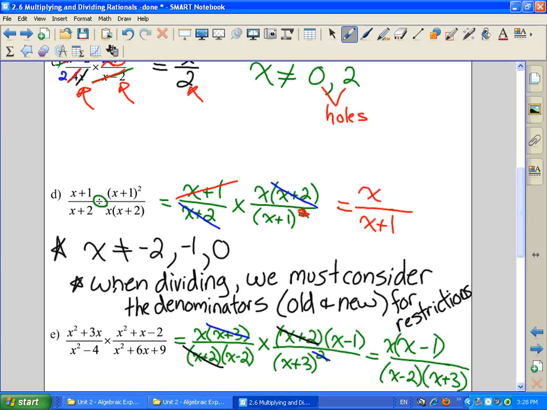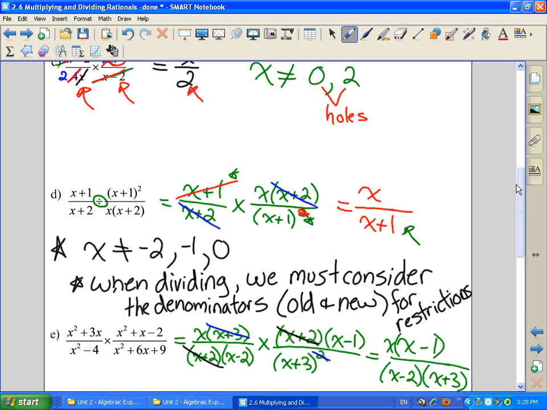So taking a look at our canceling, we notice that x plus 1 can get canceled from both the numerator and the denominator. So the exponent of 2 changes to a 1. And then we will take a look at canceling out x plus 2. What does that leave us with? Leaves us with x divided by x plus 1.